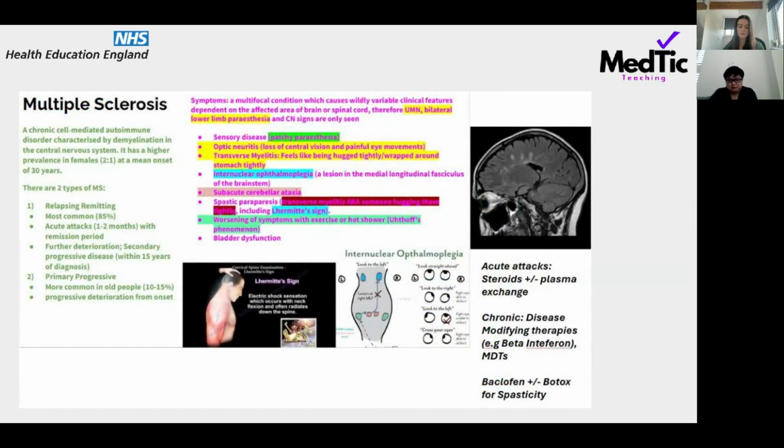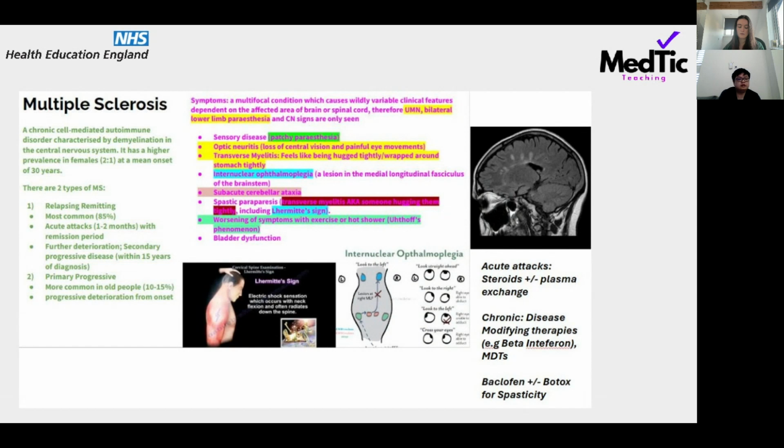So, what is multiple sclerosis actually? It's a chronic condition and it's also an autoimmune condition. And again, like Guillain-Barré, it causes demyelination of your myelin sheath in your central nervous system. But this is more of an autoimmune response rather than something triggered by infection. It's unlike Guillain-Barré, where it affects the peripheral nervous system. Multiple sclerosis affects your central nervous system, so that is a very important distinction to make.